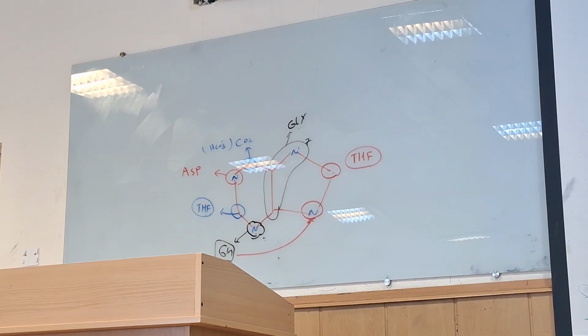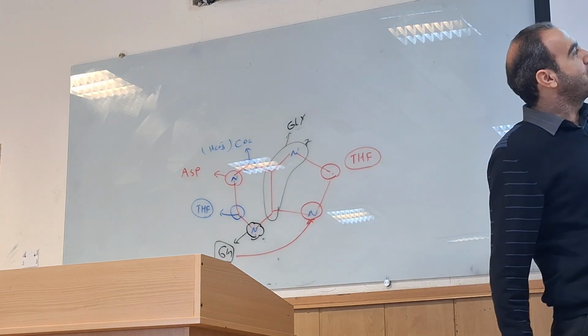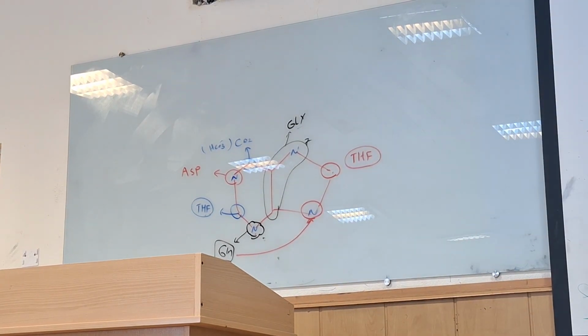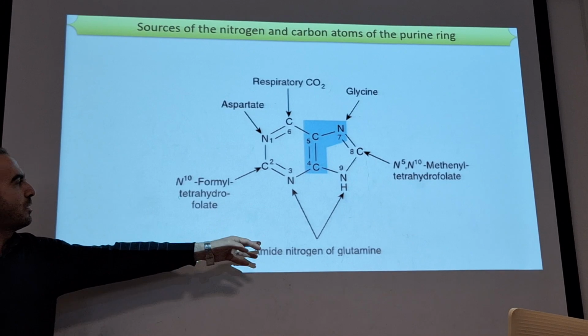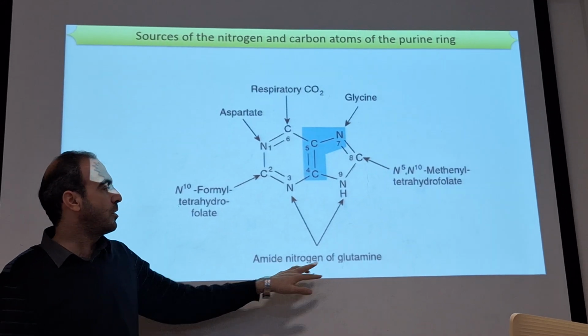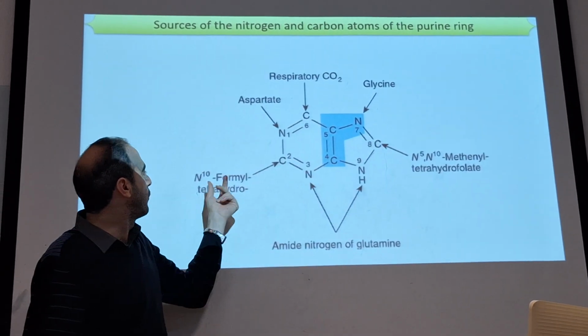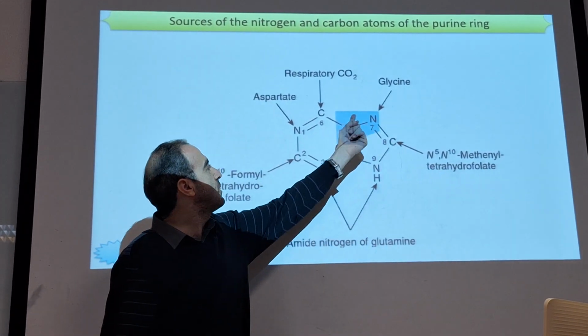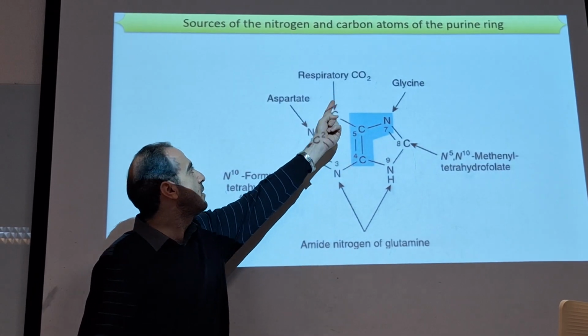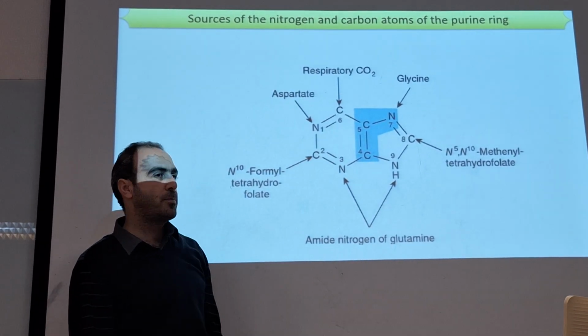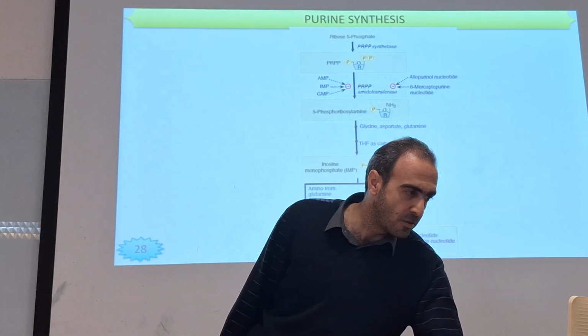So here ribose phosphate is converted by PRPP synthetase to PRPP, and we have some activator known as inorganic phosphate. This figure shows you the whole structure. These two nitrogens are provided by glutamine, these two carbons are provided by tetrahydrofolate, these 3 atoms, carbon and nitrogen, are from glycine, this carbon from CO2, and this nitrogen from aspartate. They make up the whole structure.